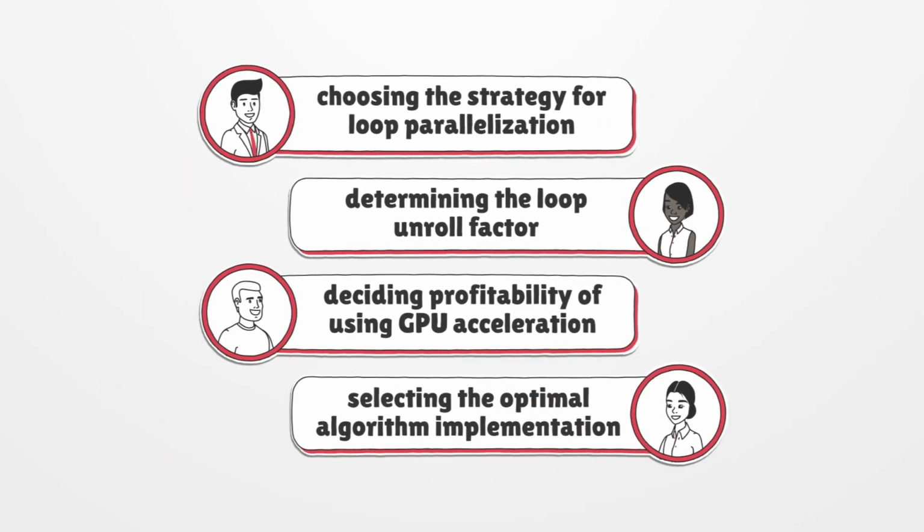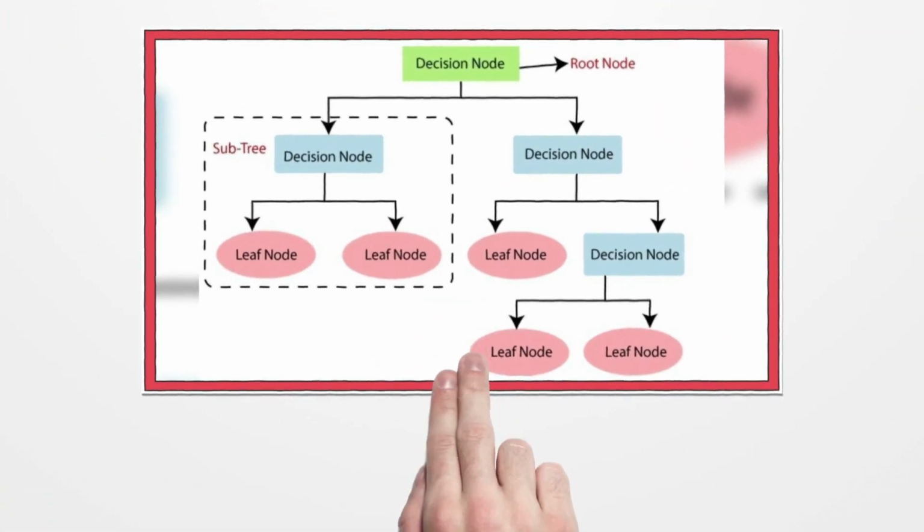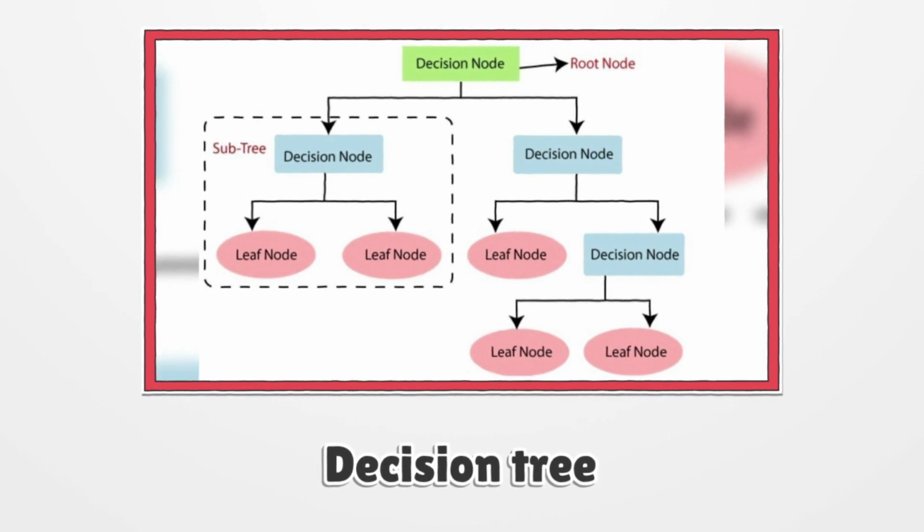The next classification technique is the decision tree. It has been used in choosing the parallel strategy for loop parallelization, determining the loop unroll factor, deciding the profitability of using GPU acceleration, and selecting the optimal algorithm implementation. To make a prediction, we start from the root of the tree. We compare a feature value, for example the communication computation ratio of the target program, against a threshold to determine which branch of the tree to follow. And we repeat this process until we reach a leaf node where a decision will be made.